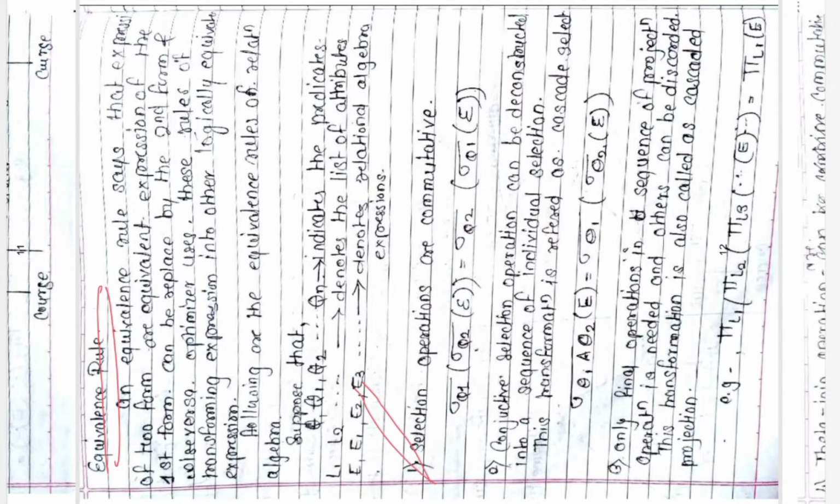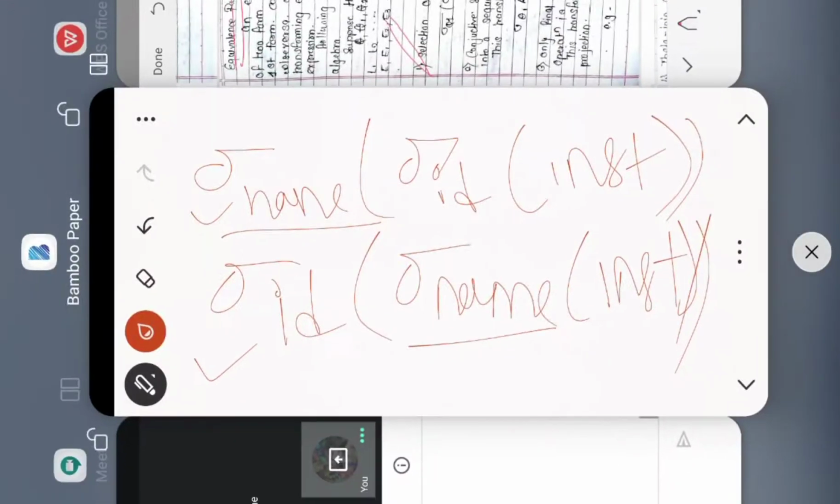Then the conjunctive selection operations can be constructed. Sorry, it is not deconstructed, it is constructed only. Don't read it as deconstructed, it is constructed. A conjunctive selection operation can be constructed into a sequence of individual selection operations, right? Just now we have seen one query, you can see here. Yes, we have written it here only.